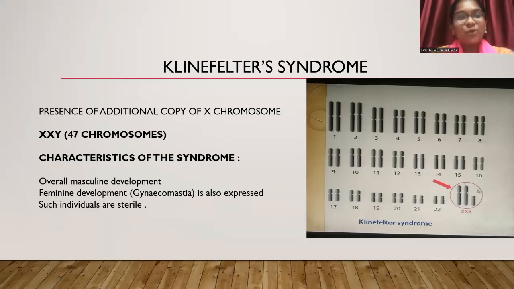Coming to Klinefelter's syndrome. It occurs in males and is due to the presence of an additional copy of the X chromosome. The genotype here will be XXY, so there are 47 chromosomes. The characteristic of this syndrome is overall masculine development, but feminine development is also present, like gynecomastia, which means development of the breasts. Such individuals are sterile. I've included an image here. You can see 2 X chromosomes and 1 Y chromosome, therefore 47 chromosomes in total. This is Klinefelter's syndrome.